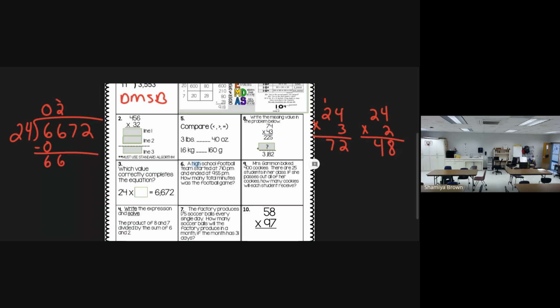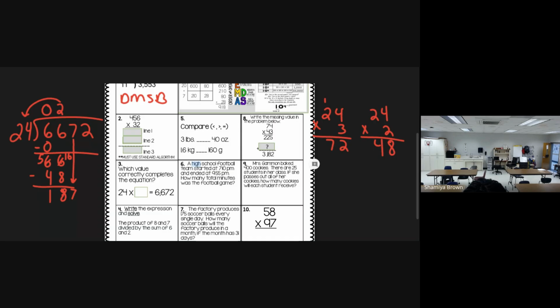Now I multiply the 2 with this 24. So 2 times 24, I already know is 48. Now I subtract. 6 minus 8, I can't do that. So I borrow from my 6. This 6 becomes a 5. This 6 becomes a 16. So 16 minus 8 is 8. And then 5 minus 4 is 1. Now I am bringing down this 7. So I have 187. So I'm trying to see 187 divided by 24.